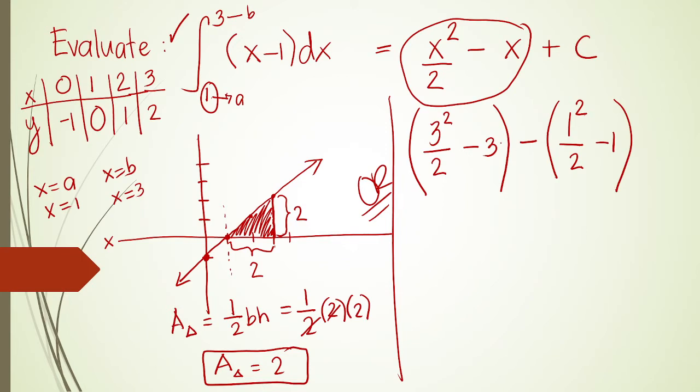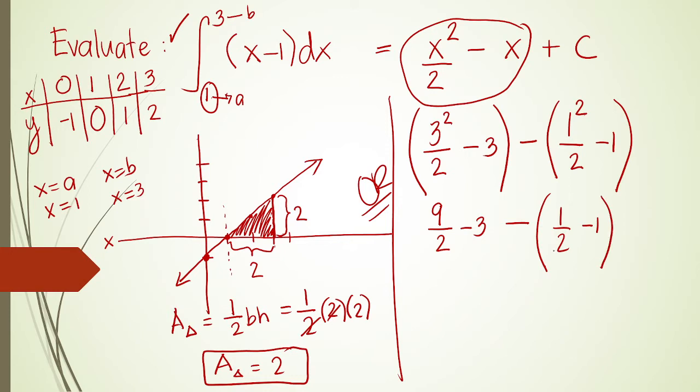For example, if I add plus C here and plus C here, what's C minus C? It's cancelled out. So, I do not write C anymore, because when I substitute C over here, it is C minus C, and C is cancelled. So, let's simplify this. This is how much? 9 over 2 minus 3, minus, in parentheses, 1 over 2 minus 1.